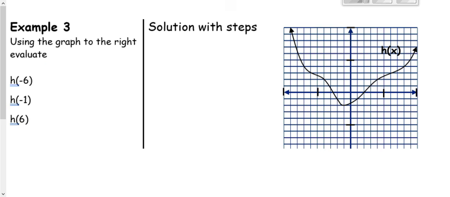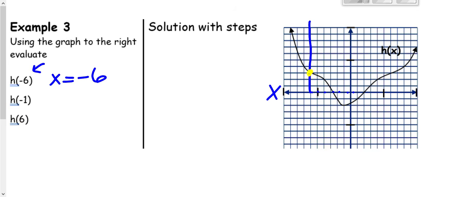So here we're looking at this first one, h of negative 6, which means that we're looking at where x is negative 6. So we've got to count over along our x-axis from 0 over to negative 6. Remember, that goes to the left. So here's negative 1, negative 2, negative 3, negative 4, negative 5, negative 6. So I'm looking for where the graph crosses that line, which would be right here, right? So my x value is negative 6.